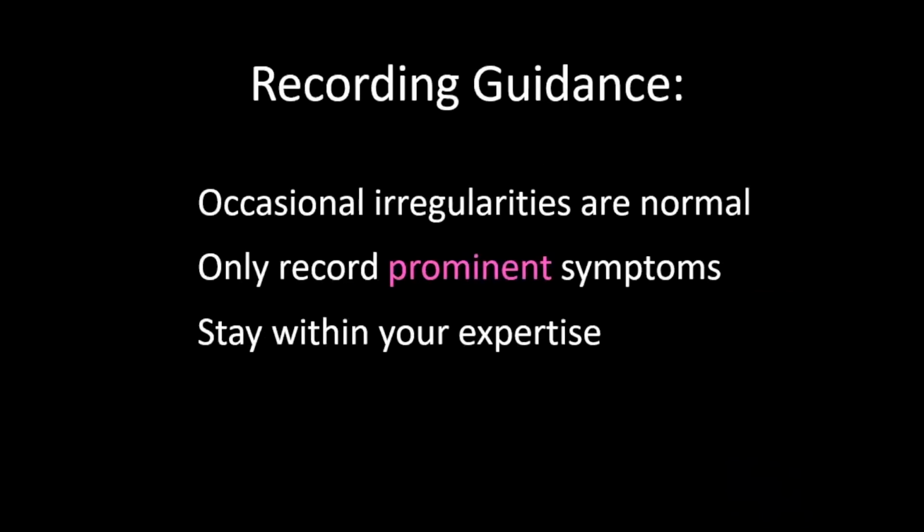I want to give you some recording guidance really quickly now, sort of tips on how to go about thinking about these symptoms when you're in the field. One of the things I want to point out, something we all need to keep in mind, is that occasional irregularities are normal. That is, occasional irregularities in leaf development or shoot development are normal. We're going to look at an example of that in just a moment.